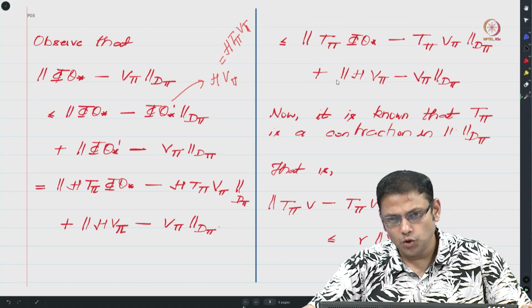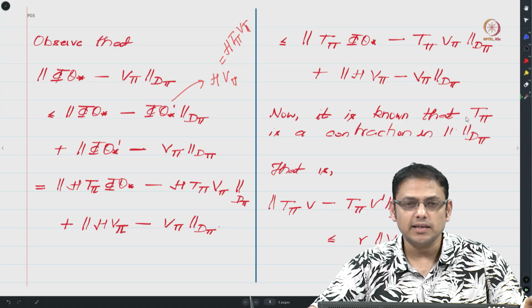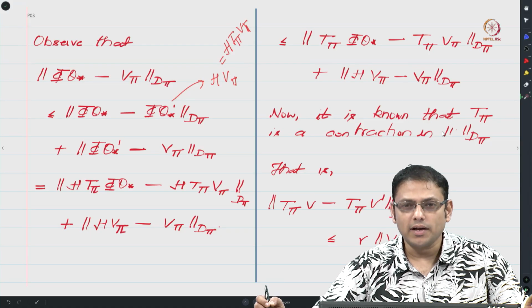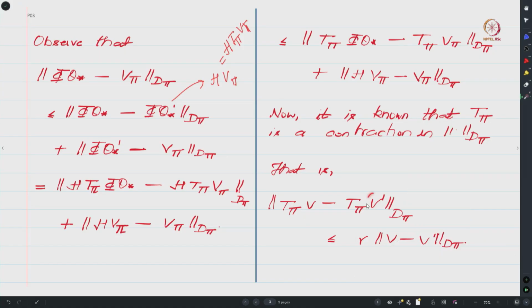Now from the theory of reinforcement learning it is also known that your t pi operator is actually a contraction, contraction in this norm. What it means is that if you take any two vectors v and v prime and look at their outputs under t pi, that is t pi v and t pi v prime, and look at the distance between the outputs under this metric induced by this matrix d pi, then this quantity is upper bounded by gamma times the distance between v and v prime.